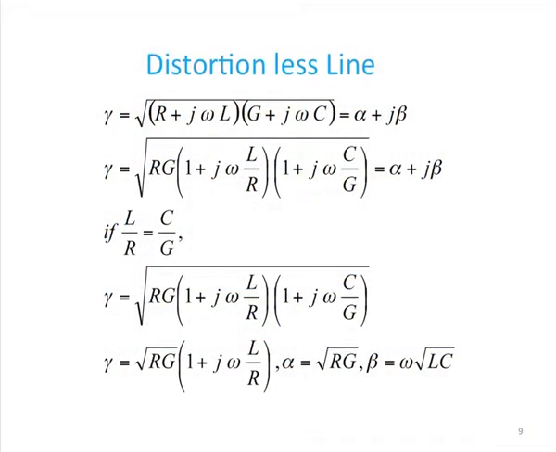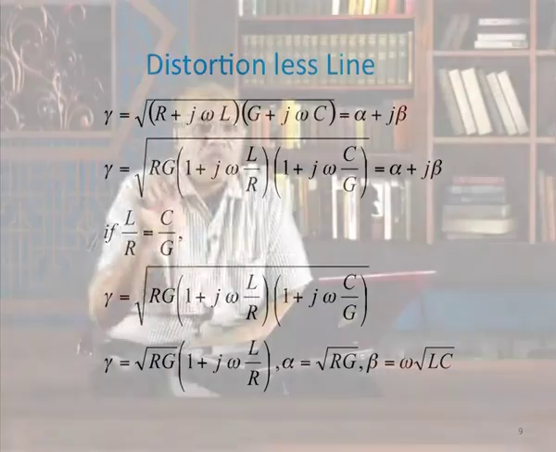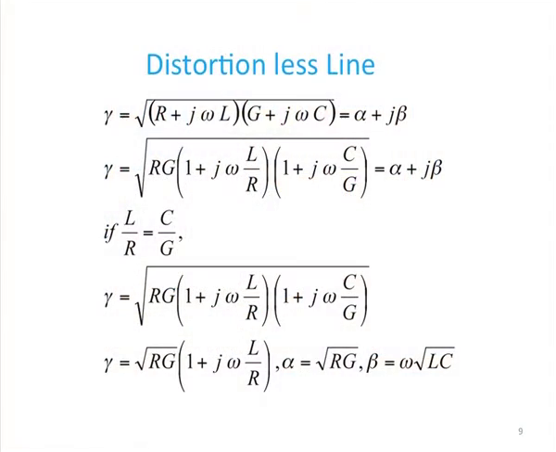To remove these distortions, if we provide the condition that L by R equals C by G, then the propagation constant can be expressed as gamma equals the square root of R G multiplied by 1 plus j omega alpha. So, the real part, which is alpha, is the square root of R G, and now this is not a function of omega. So, all frequency components have the same attenuation, then there is no distortion, and the phase shift is a linear function of omega. So, this kind of line is called a distortionless line.